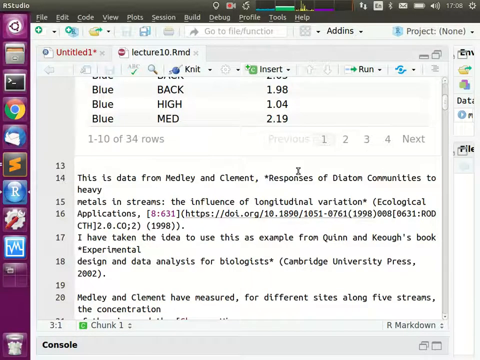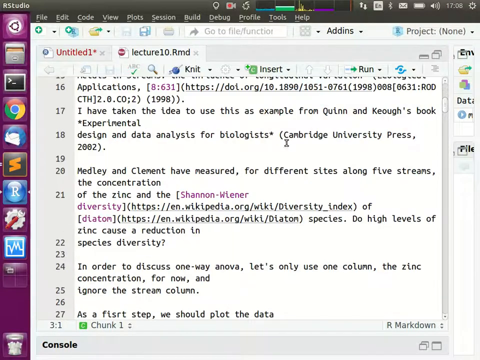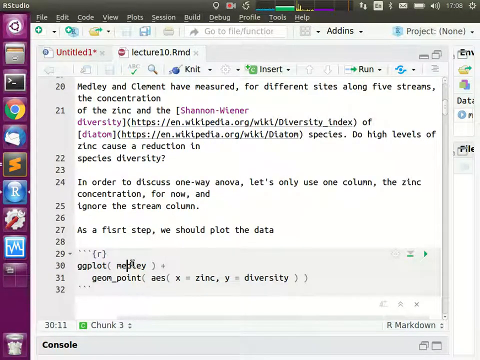So if we have such data, the first thing we should always do is to plot the data. So I take my data. It's called medley because that's the first author of this ecology paper. And you can see here I plot simply the zinc column against the diversity column. If you look closely, you will notice that I ignore the stream column. This is bad. I should look at the stream column.